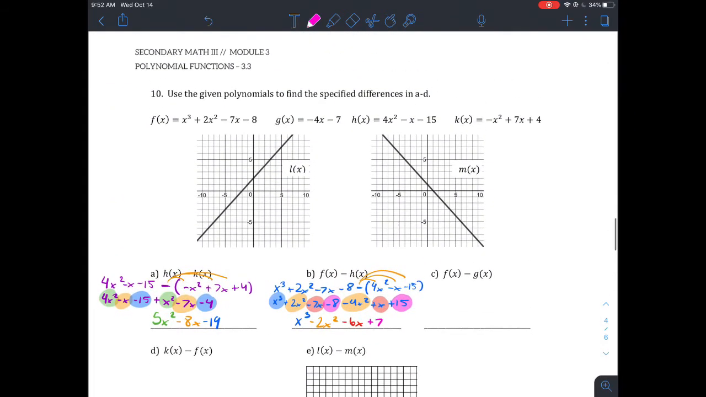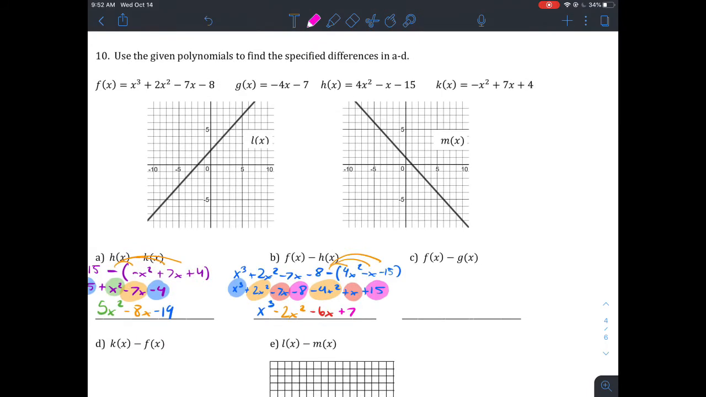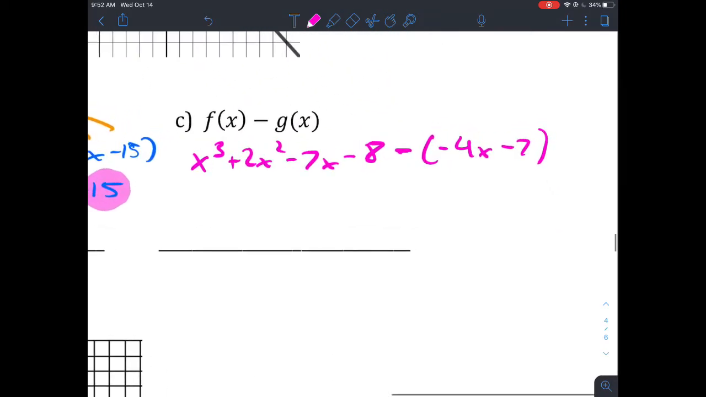So now let's go ahead and try f of x minus g of x. All right. So we're going to go ahead and write this out. So we get f of x, which is x cubed plus 2x squared minus 7x minus 8. All right. And then we get our minus g of x. So we're going to do minus negative 4x minus 7. All right. Now I want you to try this. You're going to go ahead and distribute this negative and then combine like terms.